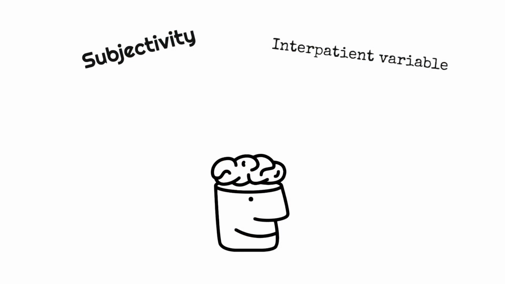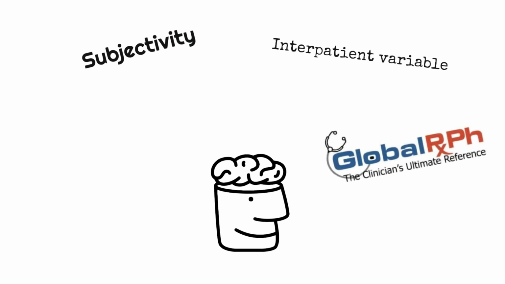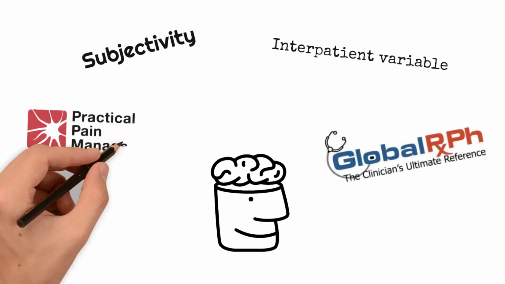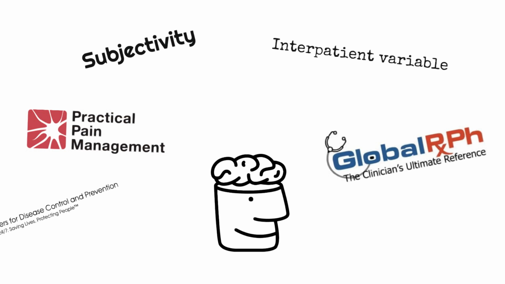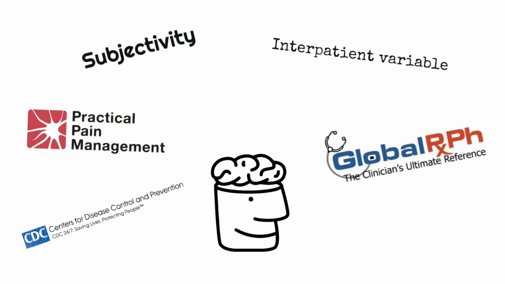Just to give you some examples of tools out there, there's the opioid calculator from Global RPH, Practical Pain Management, and CDC also has an opioid conversion table. And depending on which tool you use, it may give you a slightly different dose range.